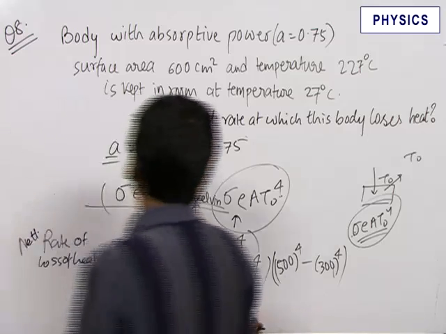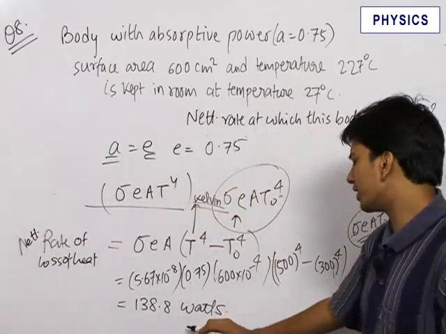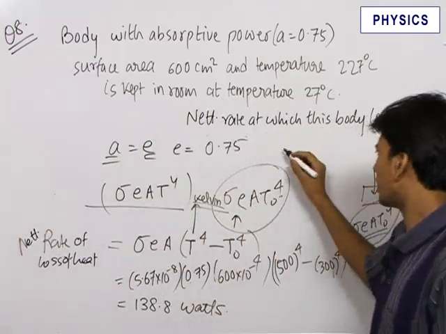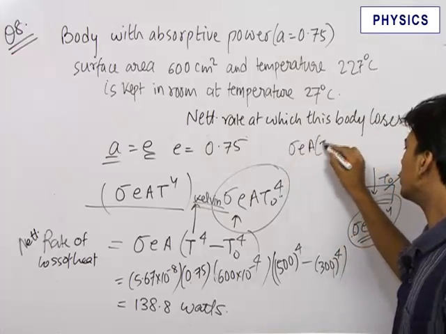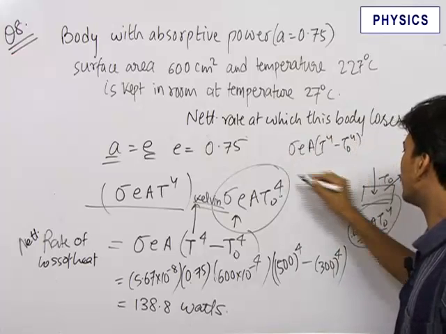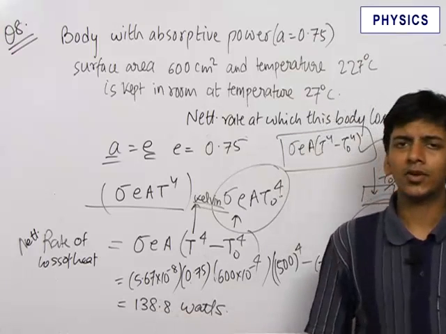So the final answer for this question, that the net rate at which this body loses heat, comes out to be equal to 138.8 watts. You should remember this formula, that the net rate at which the body loses heat is always equal to sigma EA into T raised to the power 4 minus T naught raised to the power 4. Remember this formula also. So we get the final answer as 138.8 watts.